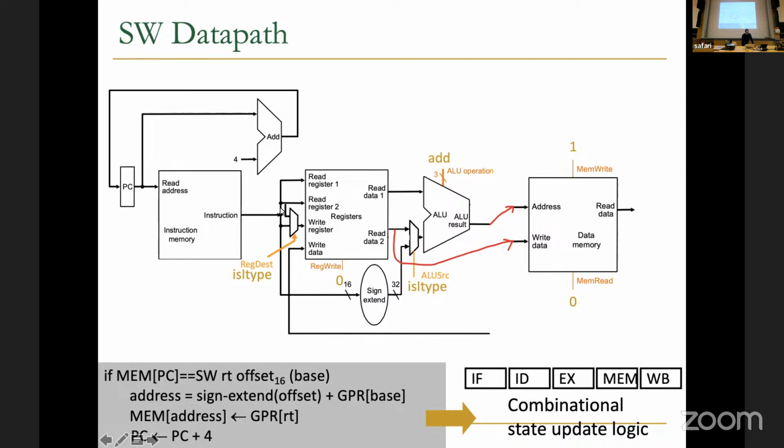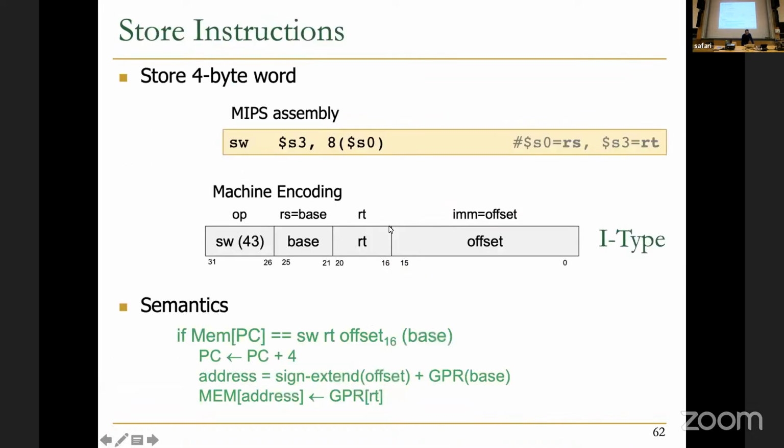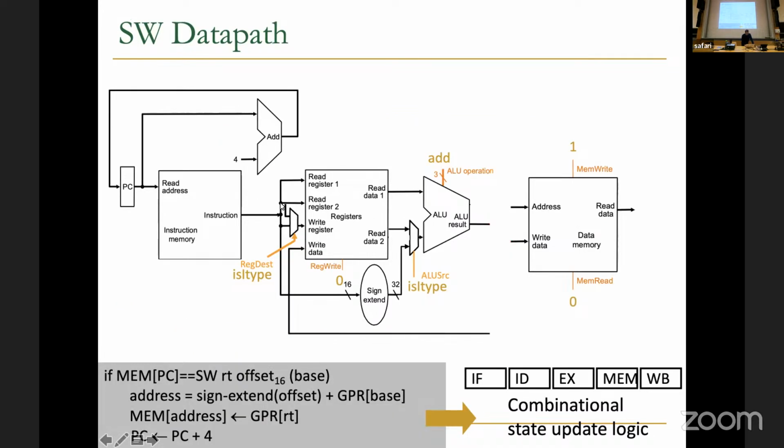Makes sense because that RT is actually, let's go back to this RT. These bits 20 through 16 are also supplied to read register, as you can see over here, and we're reading it, okay? So we're going to write this data that we read from RT, or the register indexed by RT, into the address specified by the ALU result.